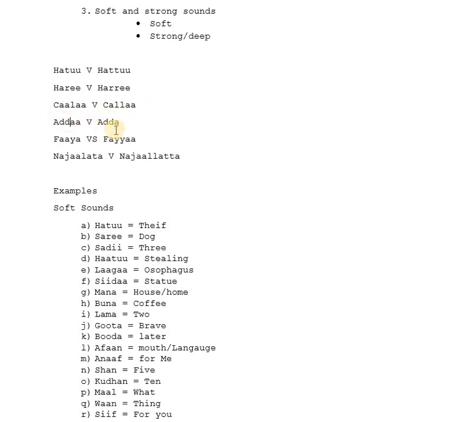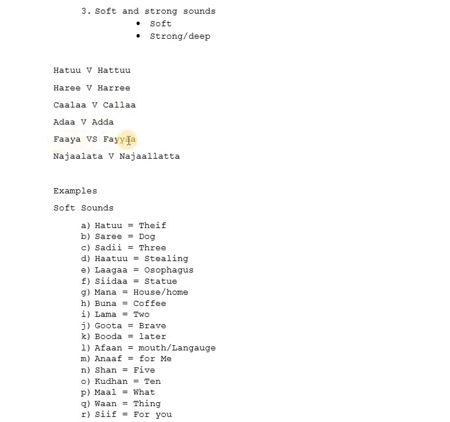I wrote that wrong. Ada. Ada. Listen to the ada. That's completely different meaning as well. Ada is culture. Ada means special or different, or it also means forehead. Ada. So by now, I hope you understand the difference between the soft and the strong sound.